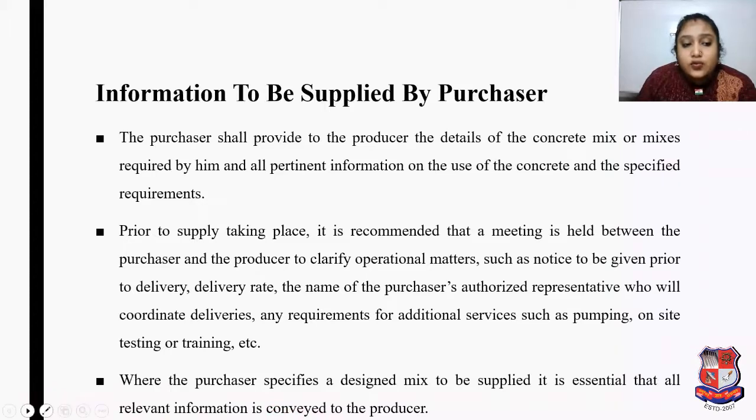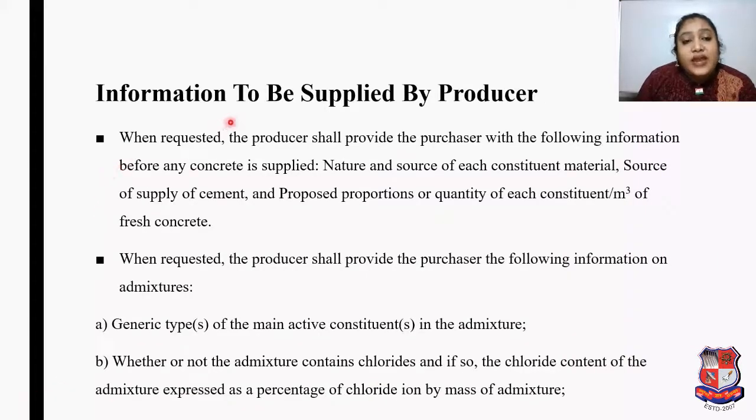the producer. When requested, the producer shall provide the purchaser with the following information before any concrete is supplied: nature and source of each constituent material, source of supply of cement, and proposed proportion or quantity of each constituent per meter cube of fresh concrete.